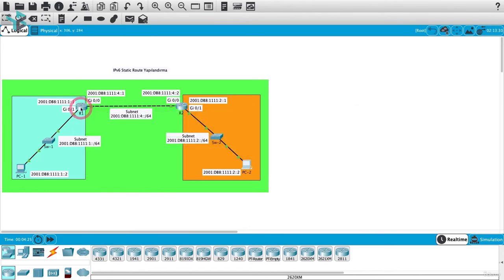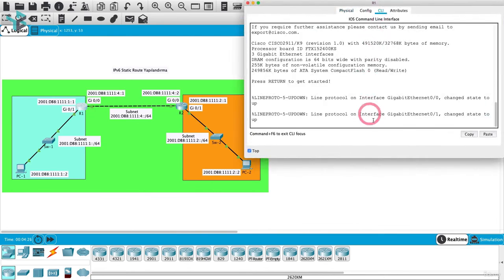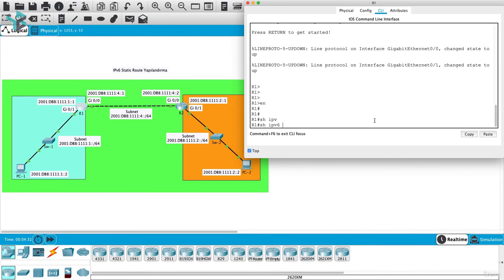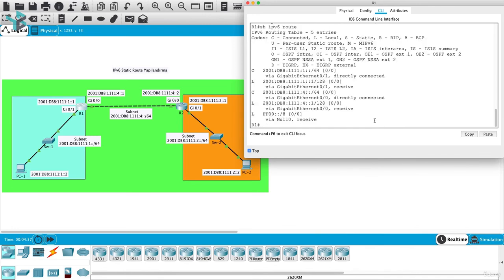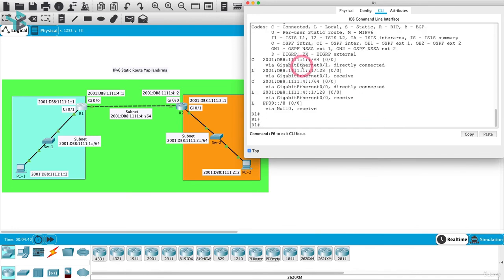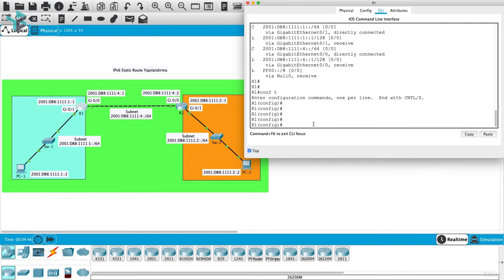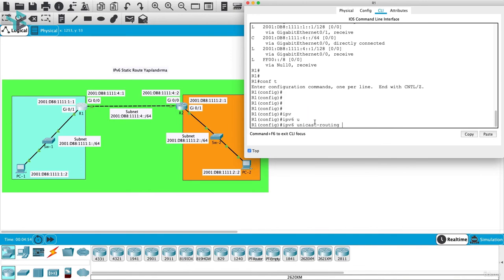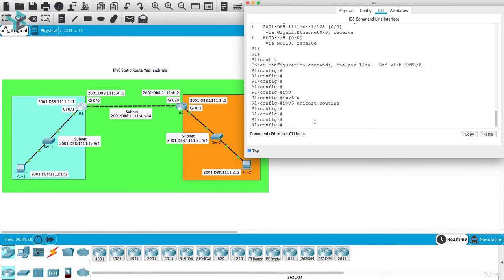Let's start by opening router 1 first. With the show ipv6 route command we can check our settings. As you can see, it shows the connected networks on it but does not know the 2 subnet. Let's go to global mode. On our routers, we first need to turn on the IPv6 routing service by typing the ipv6 unicast-routing command. If you do not do this, IPv6 will not work in routing.